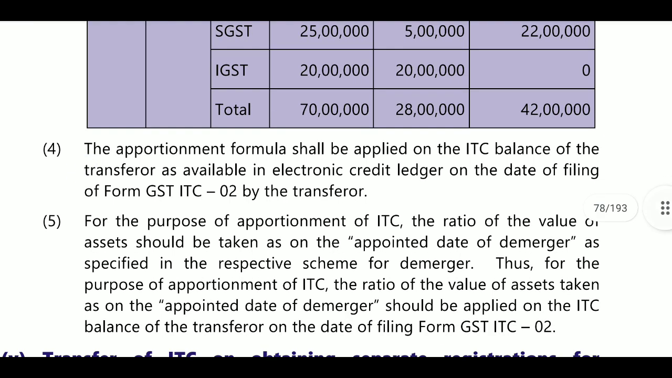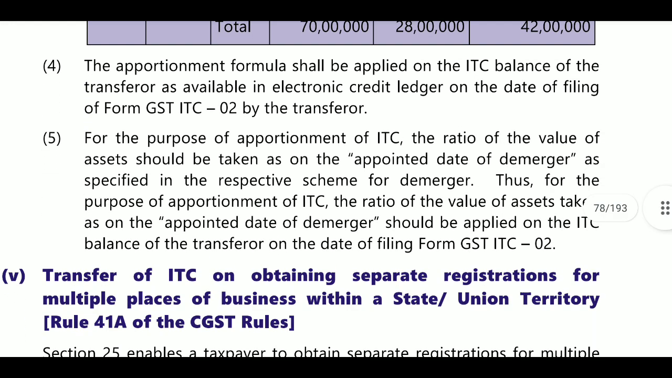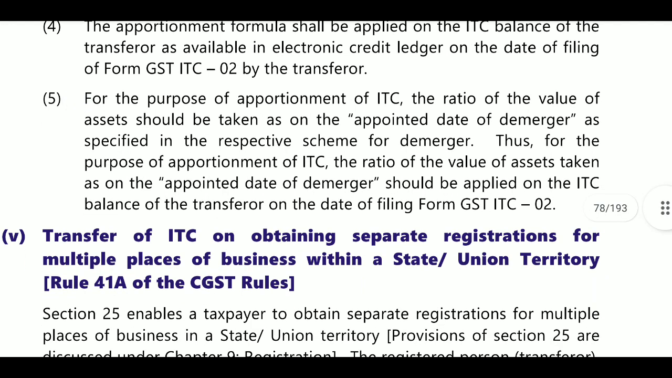The apportionment formula shall be applied on the ITC balance of the transferor as available in the electronic credit ledger on the date of filing of GST ITC-02 by the transferor. The transferor will be considered. Next, for the purpose of apportionment of ITC, the ratio of the value of assets should be taken on the appointed date of demerger as specified in the respective scheme for demerger. Thus, the ratio of the value of assets as on the appointed date of demerger should be applied on the ITC balance of the transferor on the date of filing of GST ITC-02.